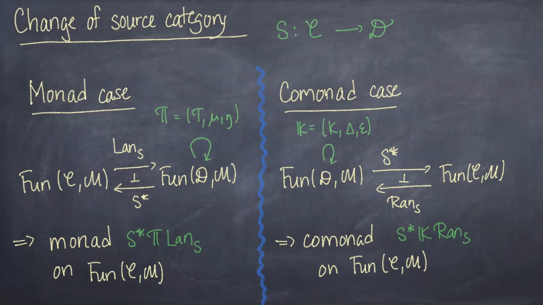And we can build, by taking the composite, going over with, for example, left Kan extension, applying T and coming back with S star, a monad on functors from C to M, and dually in the comonad case. So if you're given a monad on functors from D to M, and just some functor from C to D, you can build from that a monad on functors from C to M, and dually.